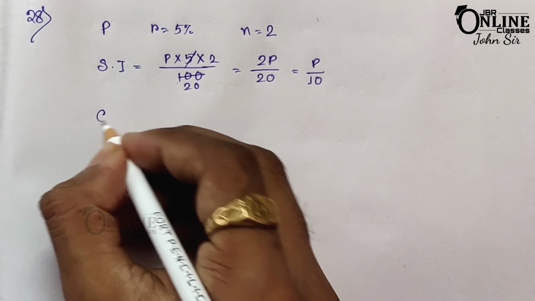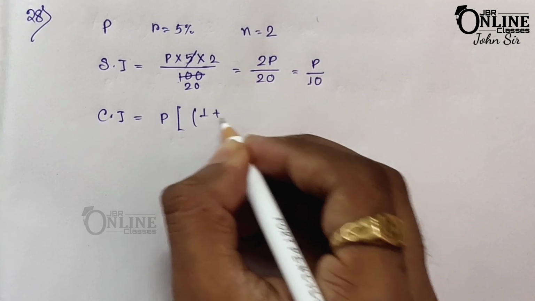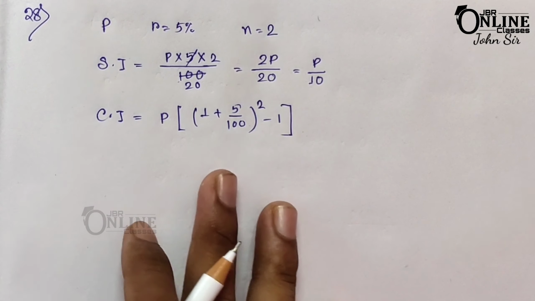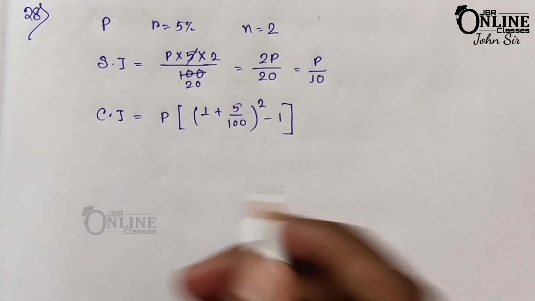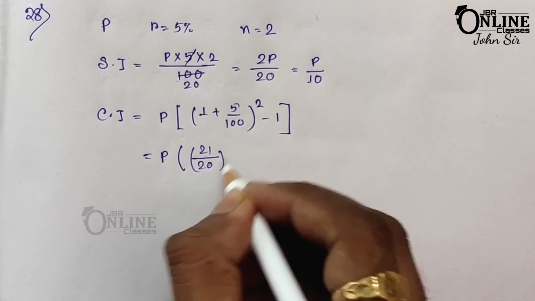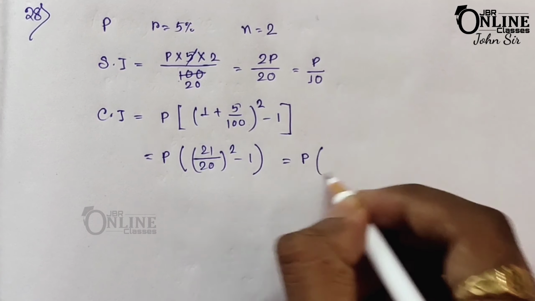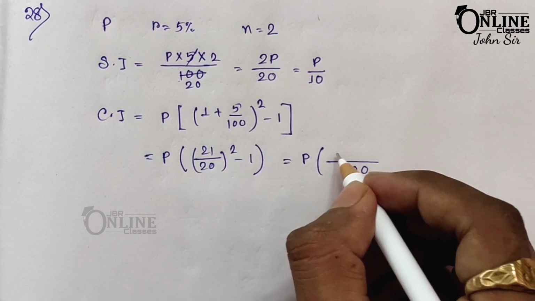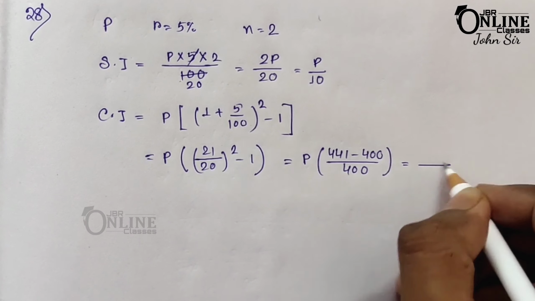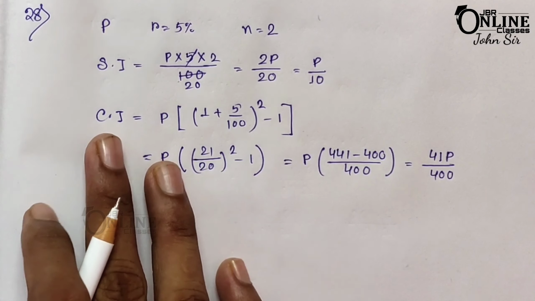Now again you have to find out the compound interest for 2 years, and you know the formula. It will be 1 plus r by 100 whole to the power n minus 1. That is the formula to find out compound interest. So it will be P into here 21 by 20 whole square minus 1. So that equal to P into, it will be now 20 square, and after LCM it is 441 by 400. So it will be 41P by 400 as the compound interest.